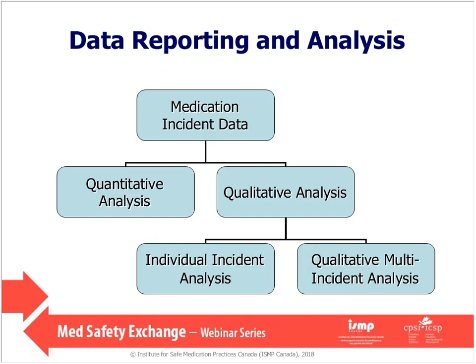This is a map of how ISMP Canada analyzes the medication incident data we receive from our reporting programs. Once the incident data is entered and submitted, it undergoes either quantitative analysis or qualitative analysis. Quantitative analysis summarizes the incident data based on the numbers and can help to provide useful descriptive statistics such as charts, graphs, and frequency distribution tables. It also provides pharmacies with a starting point for discussion on medication errors and can help to highlight the trends in the frequency and type of incidents.